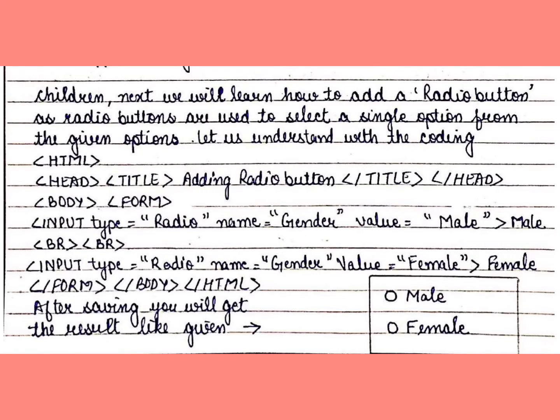Children, here type is equal to radio indicates that radio button is the interface element. Name is equal to gender specifies the name of the radio group. And value is equal to male and value is equal to female, based upon which radio button will be selected, the particular value will be assigned to the radio group gender. And checked means the radio button with this attribute will be selected by default.